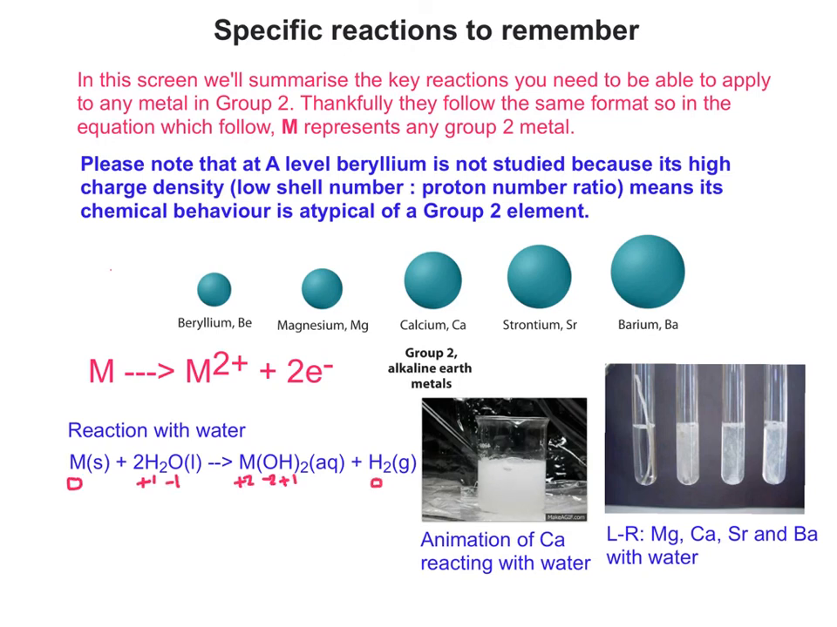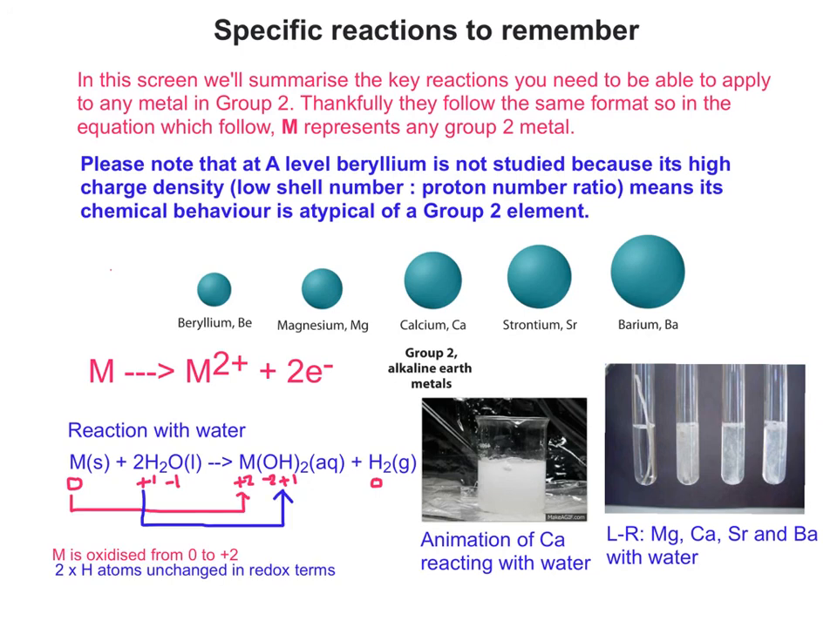So we can look at the redox behaviour of this reaction by applying oxidation numbers to everything, remembering that uncombined elements are always oxidation state 0. Now metals in group 2 only lose 2 electrons, so they only ever form +2 oxidation state ions. So that's worth remembering when you're applying your oxidation state rules.